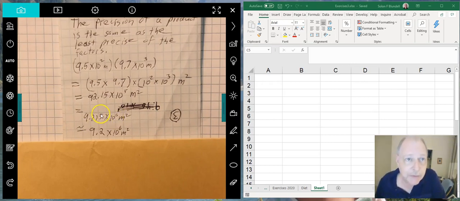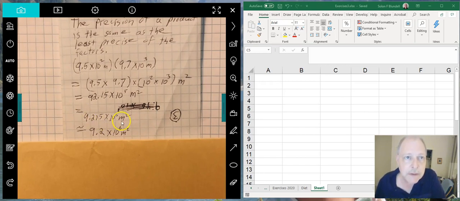But I don't know all those digits to be true. My original numbers had a precision of only 2 significant figures, and so my final answer must also have a precision of only 2 significant figures. I need to cut off the 1 and the 5 because I don't know that those are exactly right. I don't know because these original numbers back here might have had something else. It might have been 9.51 really, or 9.53. We don't know what came next. And that's why we don't know what comes next in the final product either.